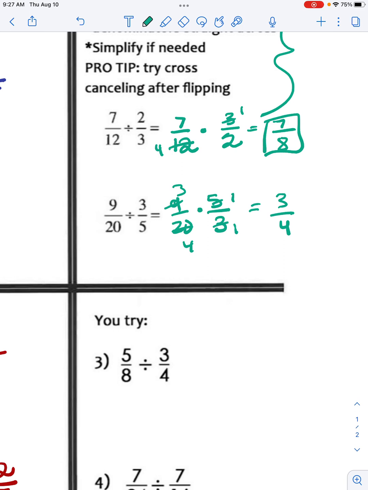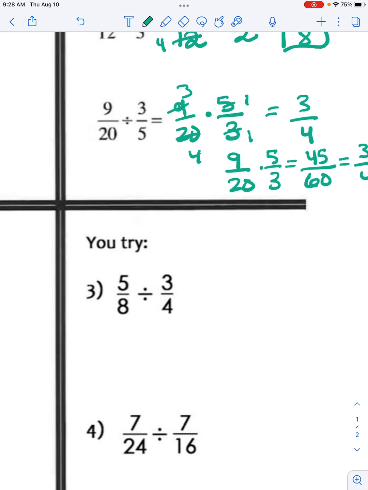Remember that you can also just multiply straight across and simplify. So if I have 9/20 times 5/3, I can do 9 times 5 is 45, and 20 times 3 is 60. And if I divide 45 by 15, I get 3, and 60 divided by 15 is 4. So you can see I end up with the same answer. I'm just working with bigger numbers if I don't cross cancel. And sometimes you can't cross cancel at all.